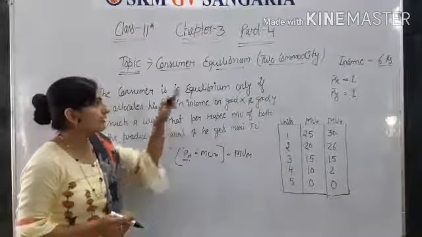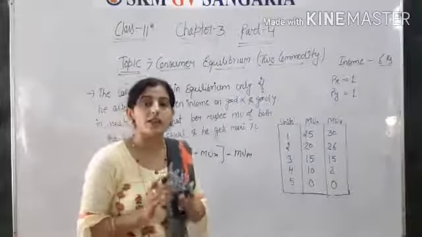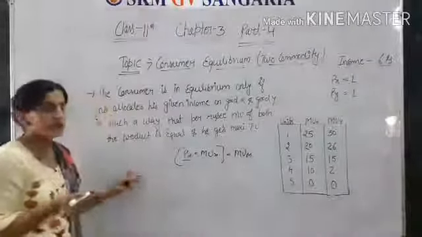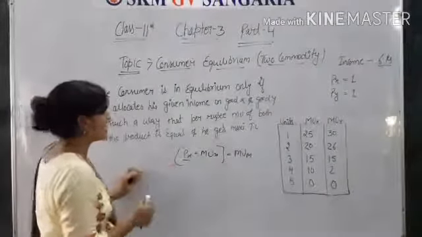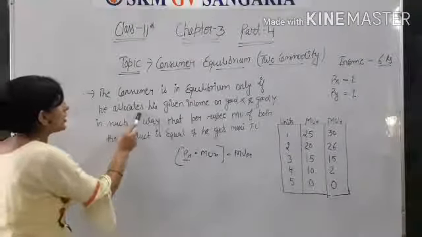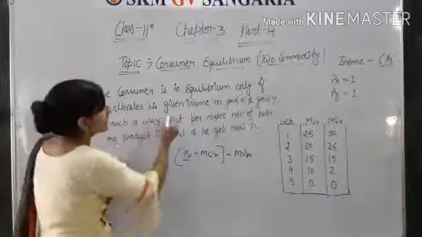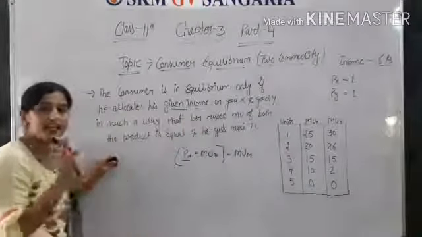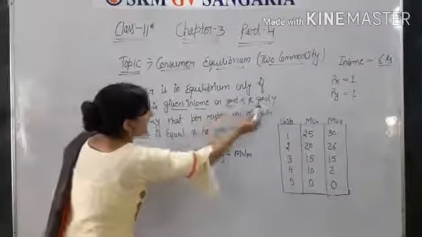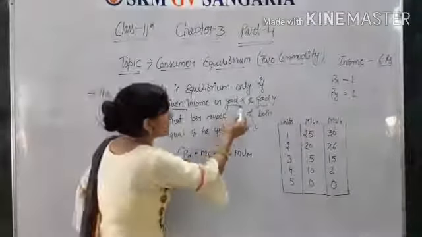Now we will discuss the consumer equilibrium when the consumer is consuming more than one commodity, that is, two or more commodities. The consumer is in equilibrium only if he allocates, that is, expends his given income. This is also our assumption, that the income of the consumer is given, on good X and good Y. We are studying the two commodity case, so we have taken two commodities.